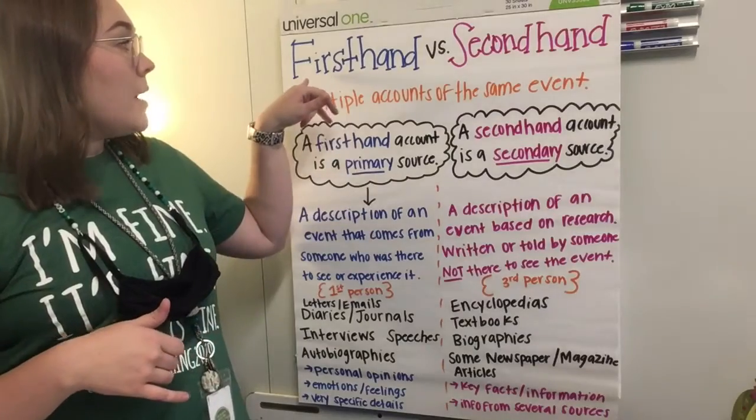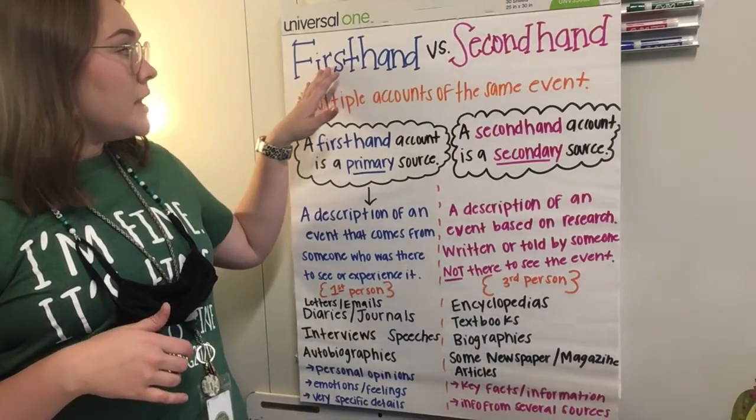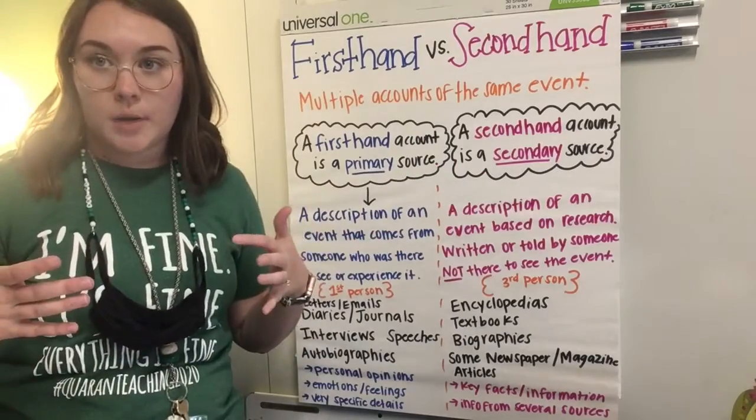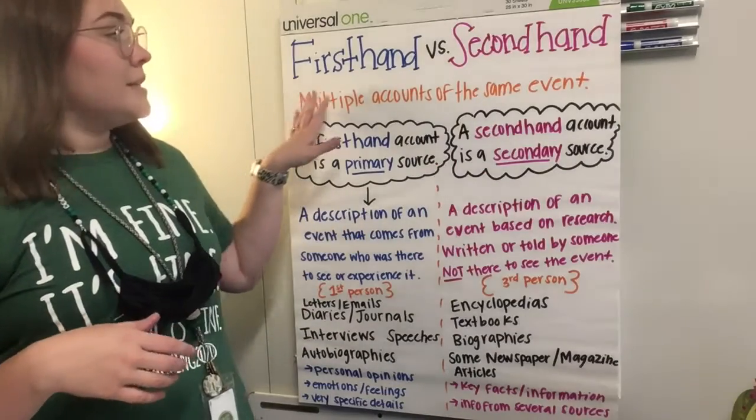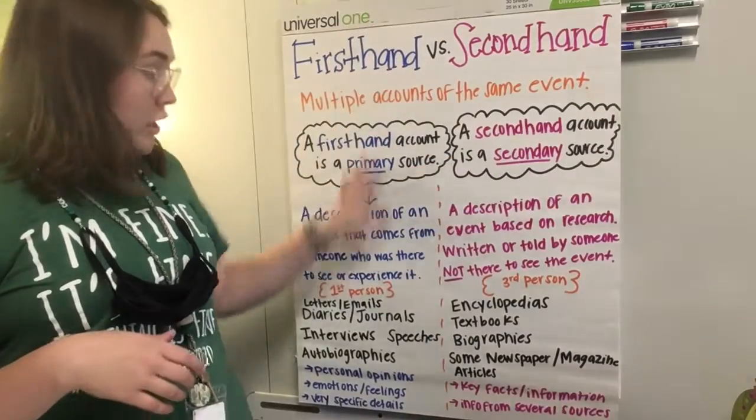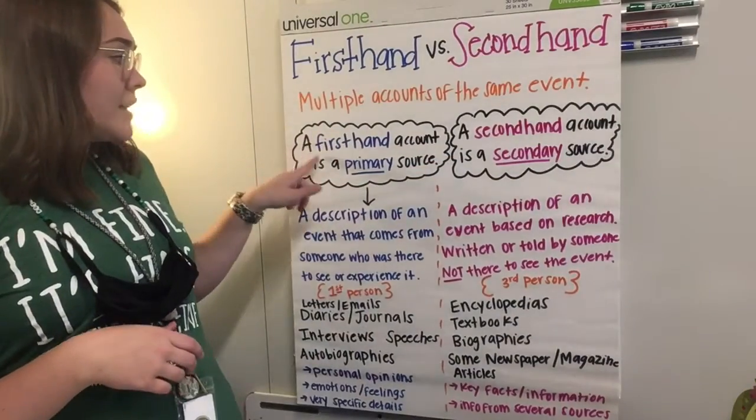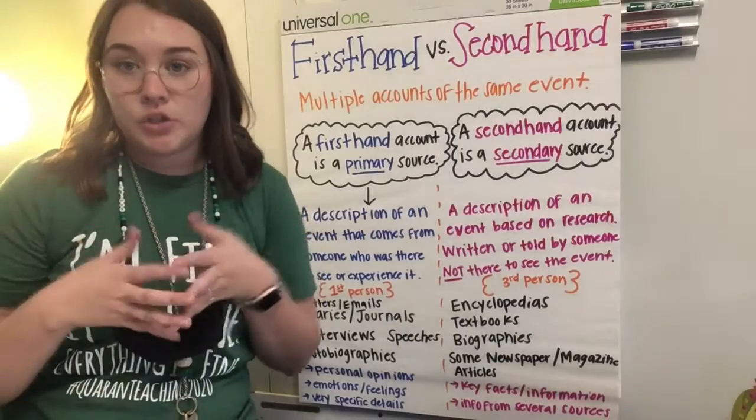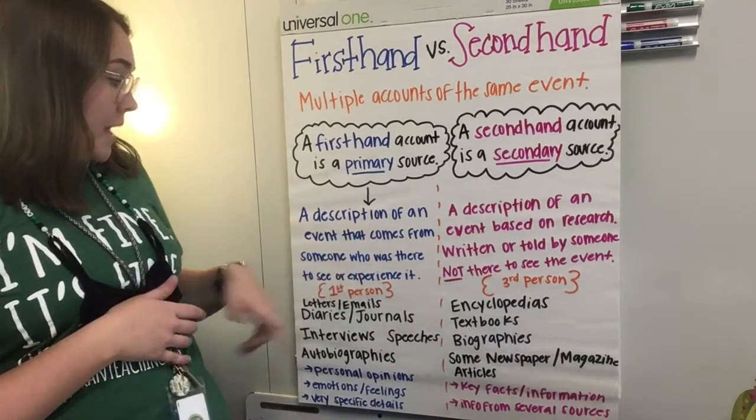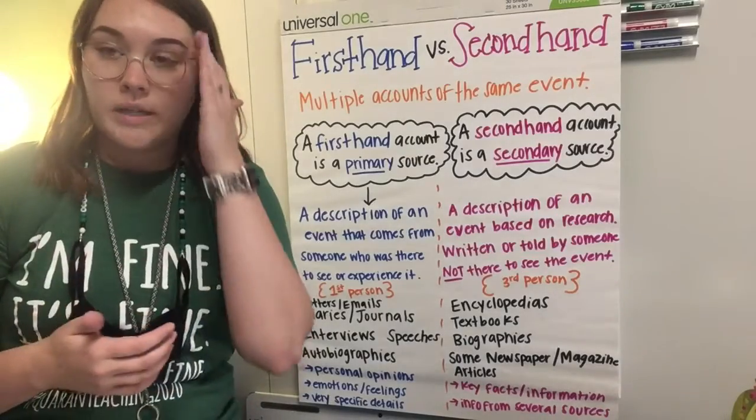So a first-hand account and a second-hand account, or a primary and a secondary source, are the two that we're going to talk about today. So that just means that there are multiple accounts of the same event. So if it's first-hand, that's called a primary source. This is a description of an event that comes from someone who was there to see or experience it.